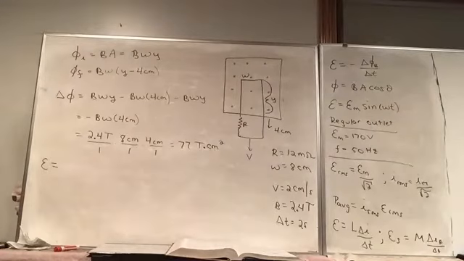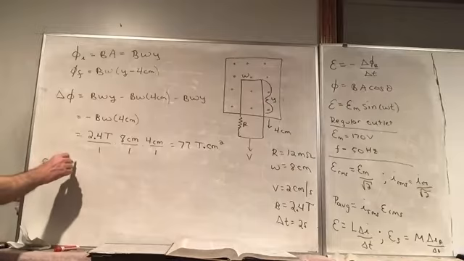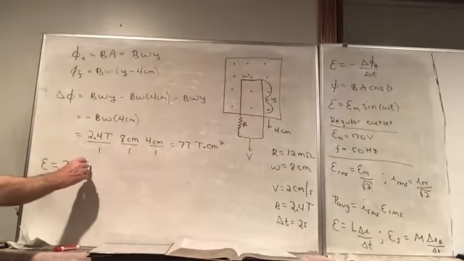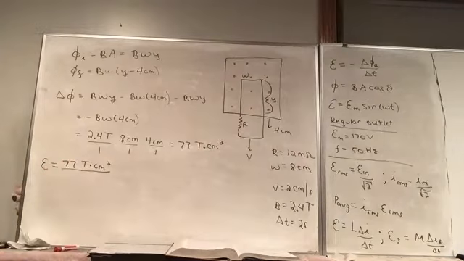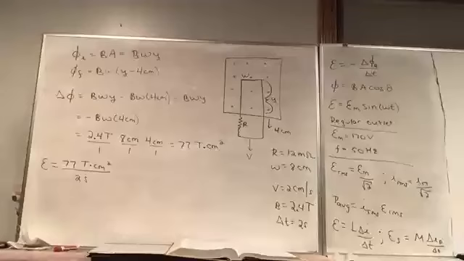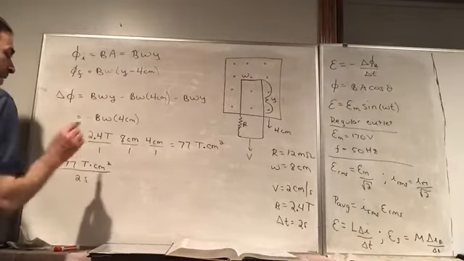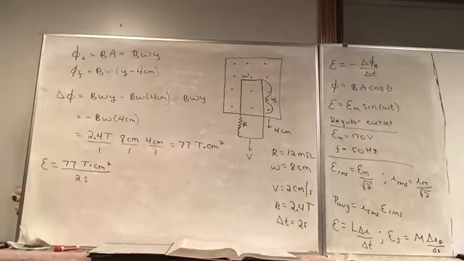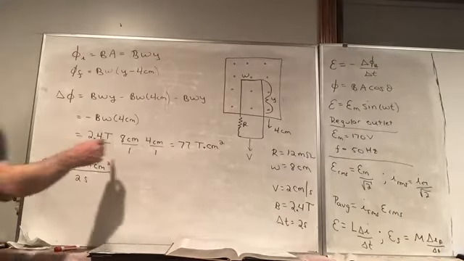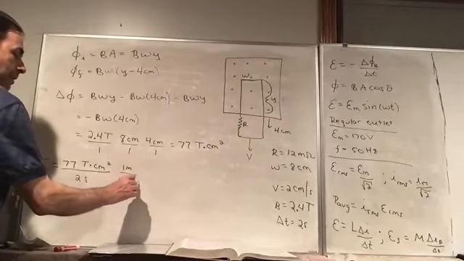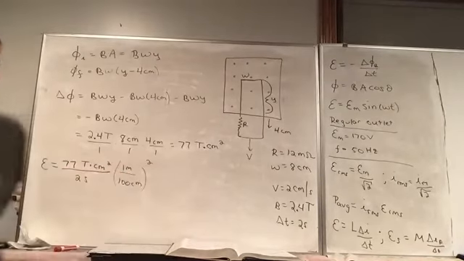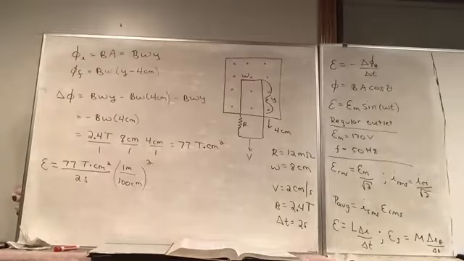So there'd be the change in flux over time. So we'd have 77 Teslas centimeters squared over, so just delta phi over delta t. Now we're going to have to get volts out of this. So I want to convert to all the SI units. 1 meter is 100 centimeters. And we square the conversion factor because we have centimeters squared.